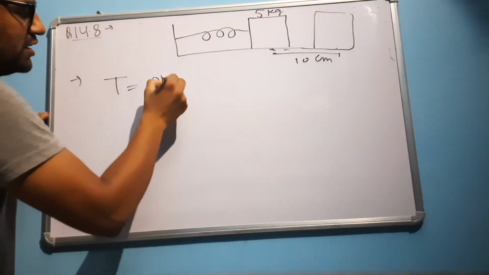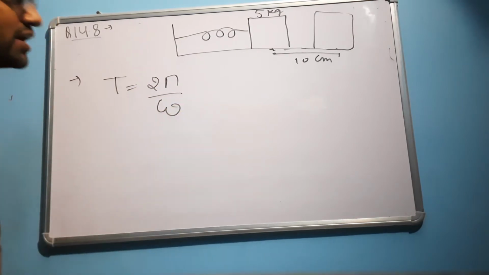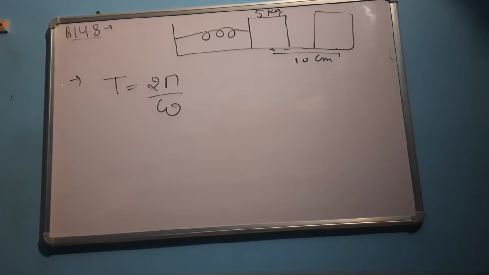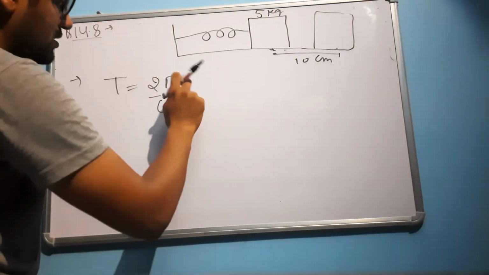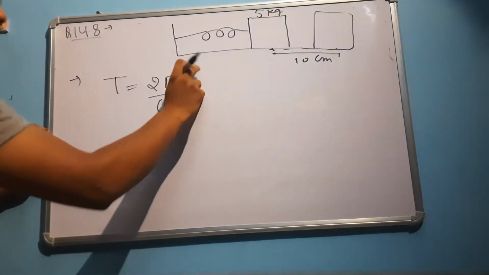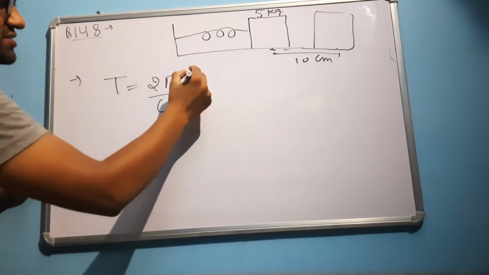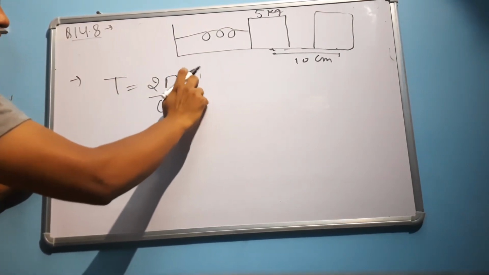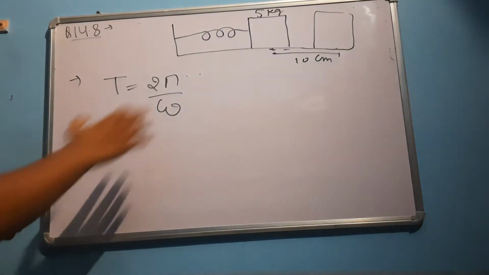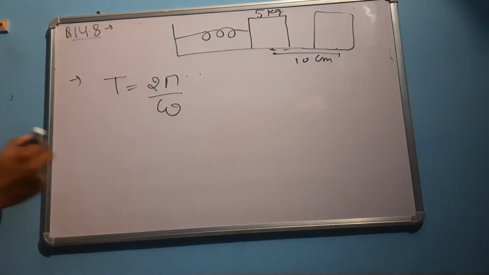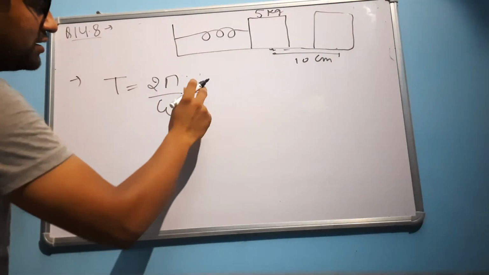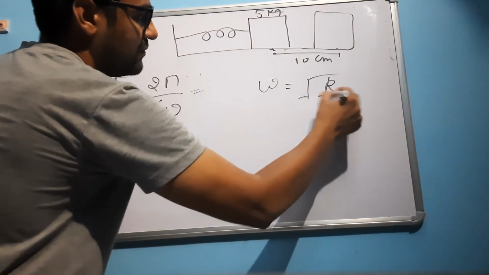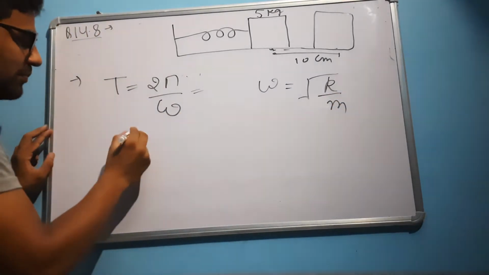Time period is 2 pi by omega for simple harmonic motion. The formula of time period is this. For a spring, omega is root k by m. Now we will place this omega.